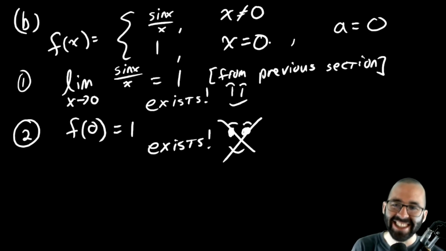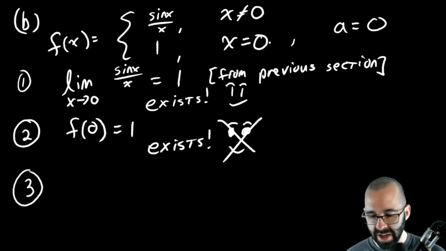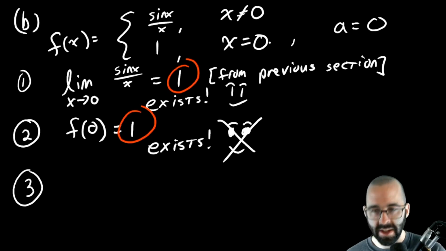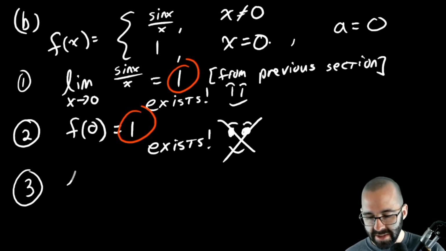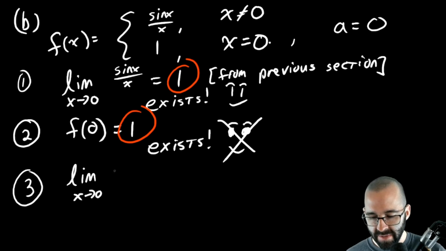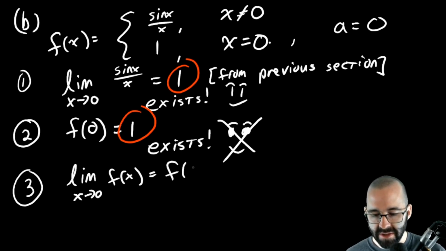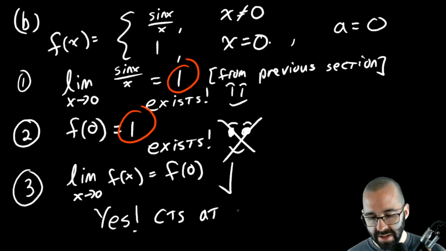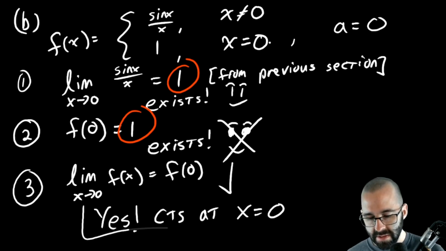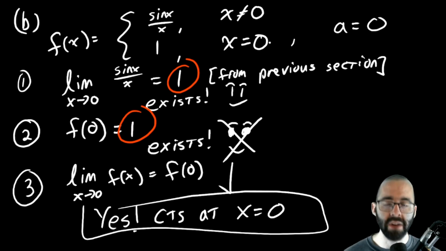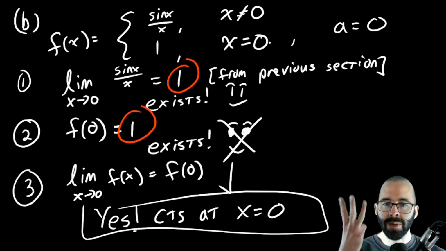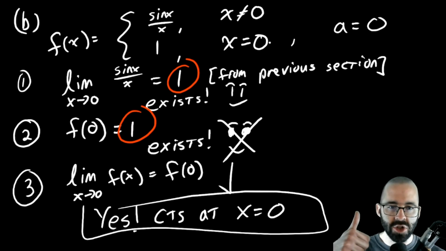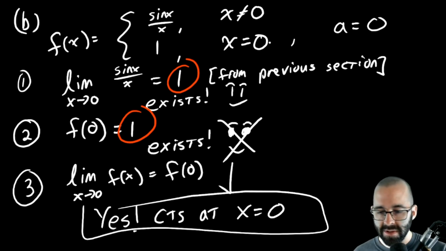All that's left is to check whether the limit is equal to the function value. Well, yeah, they're equal. So the limit as x goes to 0 of f of x is equal to the function value at 0. They're both 1. So yes, it's continuous at x equals 0. That's how we prove continuity. Continuity requires 3 things. We check those 3 things. Check, check, check. And it's continuous.